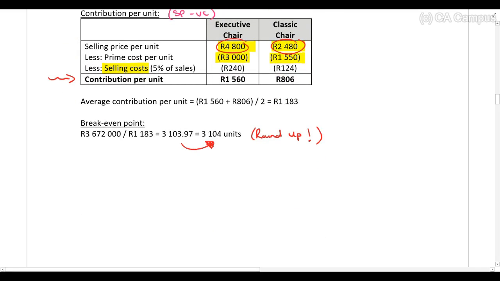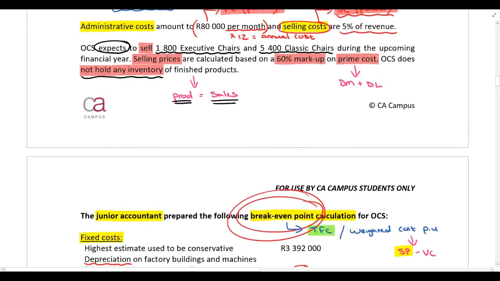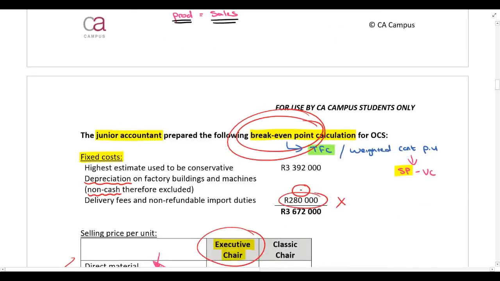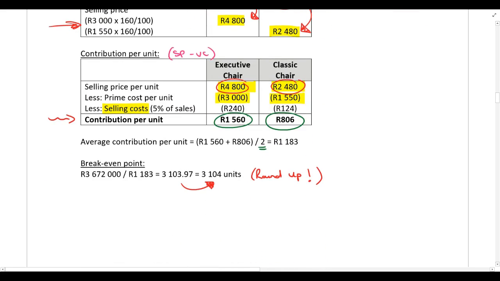Now we have a problem over here where he calculates an average contribution per unit, where he just takes these two, adds them together, and divides by 2 to get an average. Now, guys, that's incorrect. You know that. We need to calculate a weighted average contribution per unit, and we use the sales mix to do that, so your sales units. So what he should be doing is, here's the number of units that they expect to sell. 1,800 executive chairs and 5,400 classic chairs. You need to add those together to get the total. And you use that sales mix in order to calculate the weighted average contribution per unit.